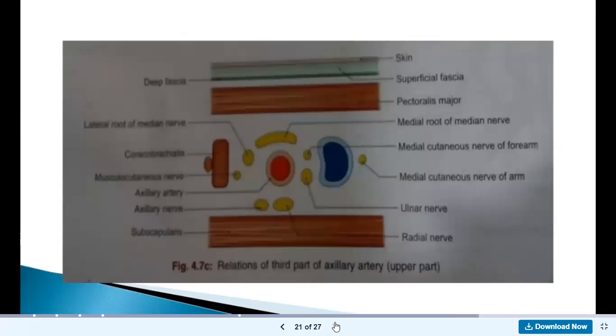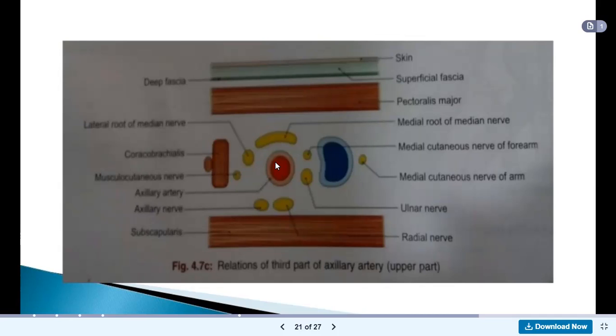Now, so here we come, third part of axillary artery. So what are the anterior relations? Here you see the medial root of the median nerve, your pectoralis major muscle, your deep fascia, your superficial fascia, and your skin. So it's always good to name it from skin down. So anterior relations of the third part will have the skin, superficial fascia, deep fascia, pectoralis major, and medial root of median nerve. All these are anterior to the third part of the axillary artery.